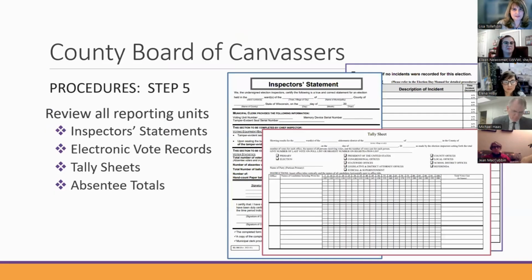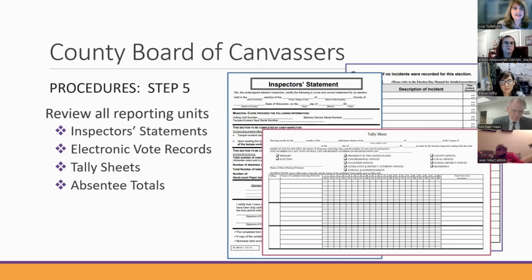So we're going to review a lot of other documents, which Elena already went over. So the inspector statements, we read those. I read all of the inspector statements and all the incident logs. A lot of times when something doesn't jive, if the number's off, the municipal clerks and their poll workers do a great job on those inspector statements. I get a question and I will look at those and I can tell. They explain very well what happened. If I have a question on anything, I am going to reach back out to that municipality to see if they can explain it and find out what happened.